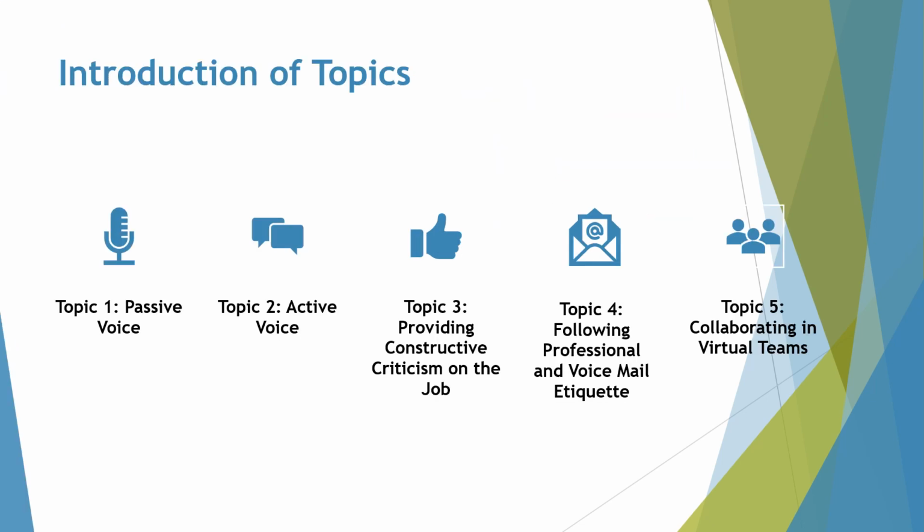Then you want to introduce your topics. Your topics are coming from the concepts that you have been studying in our course. You need 5 of them. So these are the topics that I've chosen. Passive voice, active voice, providing constructive criticism on the job, following professional telephone and voicemail etiquette, and collaborating in virtual teams. Now you can choose any 5 topics of your choice. There's 14 chapters. You can choose all 5 topics from one chapter or from multiple chapters. The choice is yours.